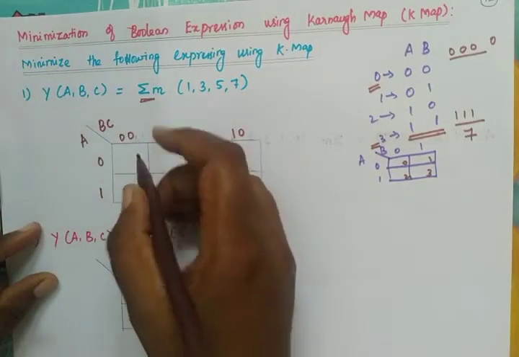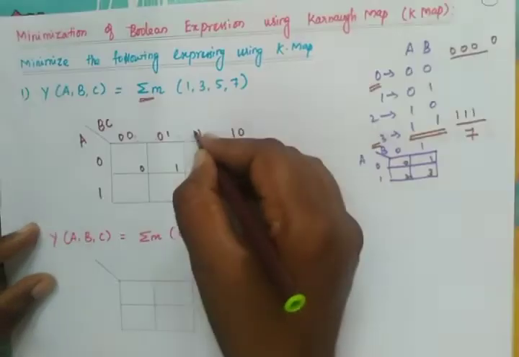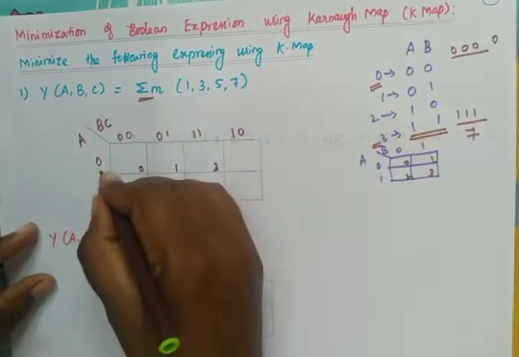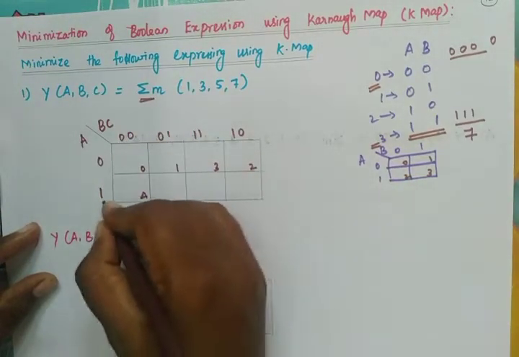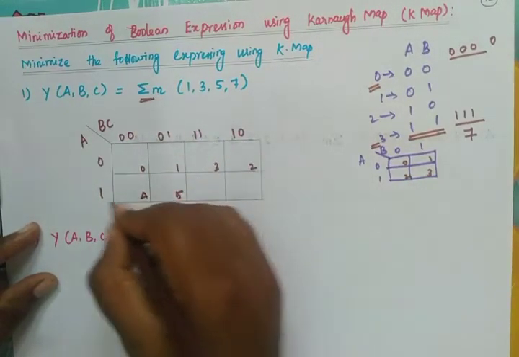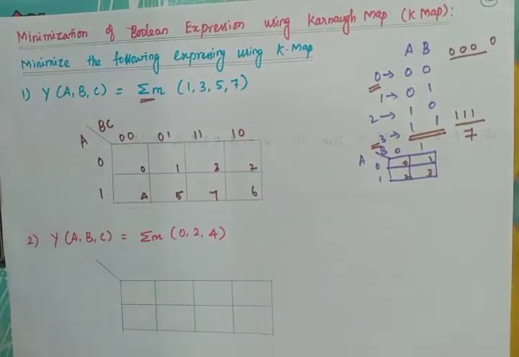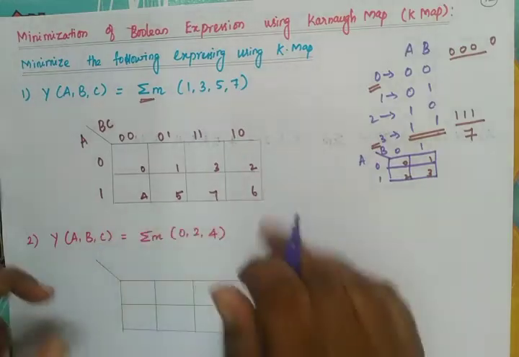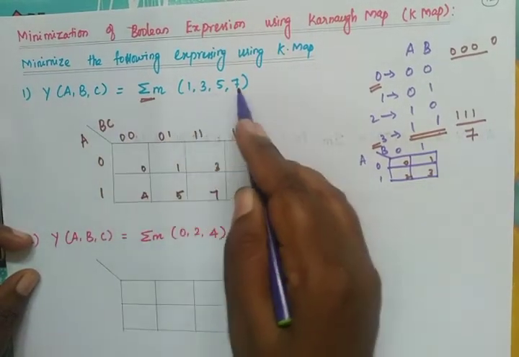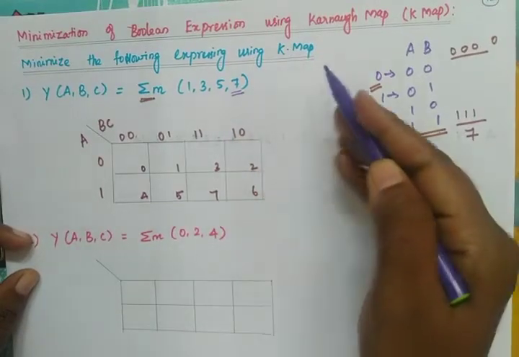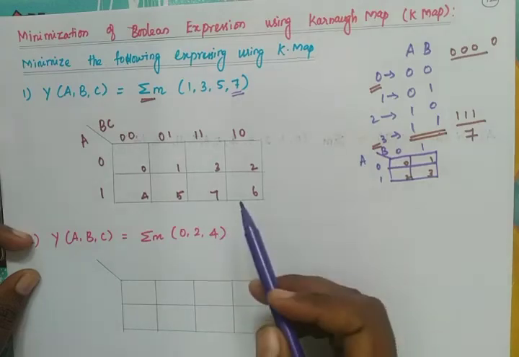Now 000 represents 0, 001 is 1, 011 is 3, 010 is 2, and 100 is 4, 101 is 5, this is 7, 6. So while writing the K-map, we must use only this type of format. A, B, C, three variables. How do we say this is three variable? Because the number ends with 7. If this extends to 8, 9, 10, then that will become a 4 variable K-map.